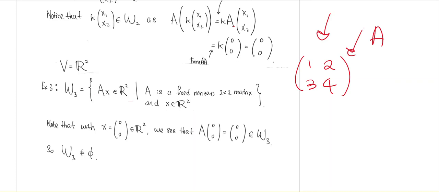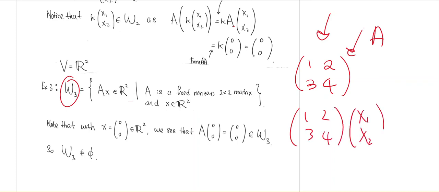But this W3 does not consist of A. It consists of things that look like this, okay? Things that look like this. All right, so let's look at the size. Obviously, this is 2 by 2, this is 2 by 1. So we're looking at this.